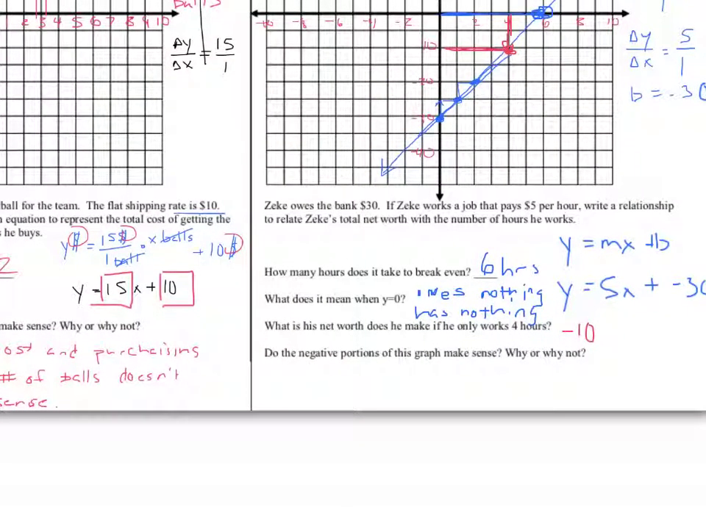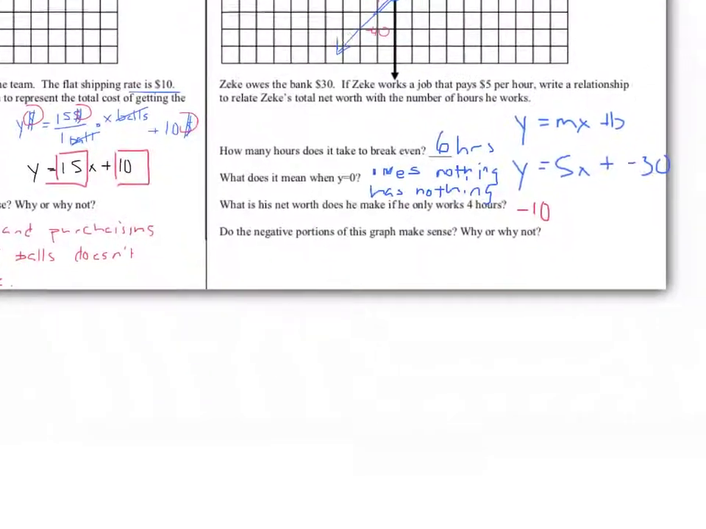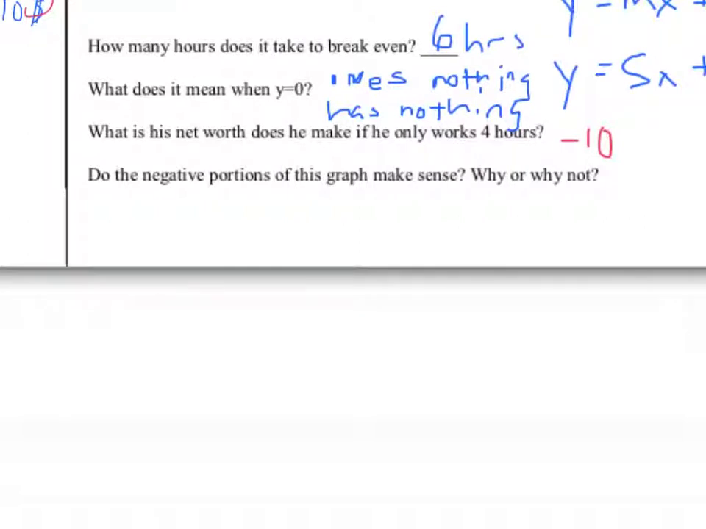And here, the y values being negative definitely makes sense because this is where his net worth is negative, because that's where he owes the bank. So I would say, do the negative portions of this graph make sense? Why or why not? You can definitely write whatever you need to for x and y. I want you to go ahead and do this on your own, depending on your interpretation of the problem for the x values and for the y values. Why or why do they not make sense? So go ahead and write that on your own.